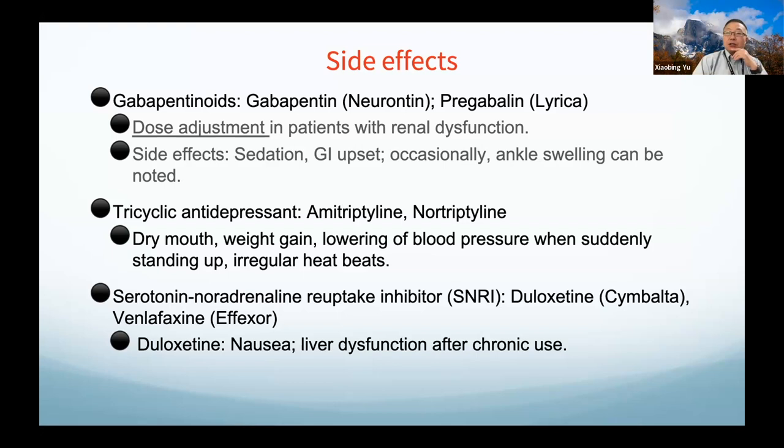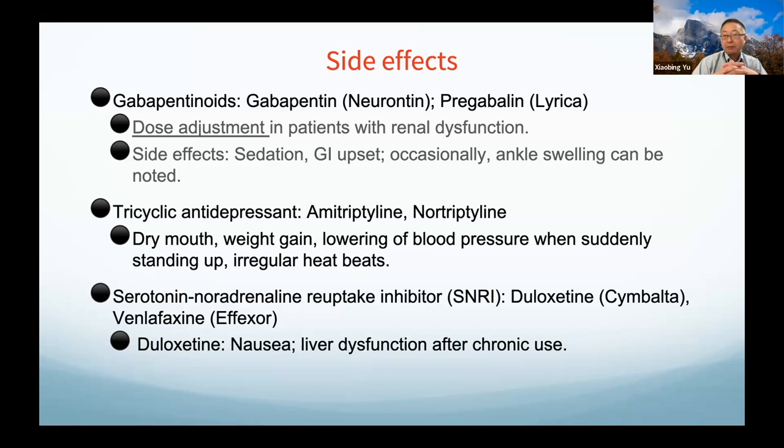Tricyclics is well known to cause dry mouth and weight gain. And when people are getting older, if people are older than 75, my personal preference, I don't recommend it, because when people suddenly stand up, the pressure may drop. If they fall, that's a big risk. And also we ask a patient, do you have a history of arrhythmia, which is irregular heartbeats? If that is the case, we do not recommend tricyclics.